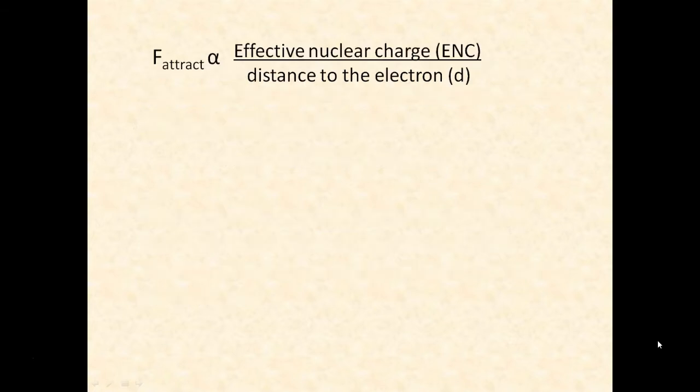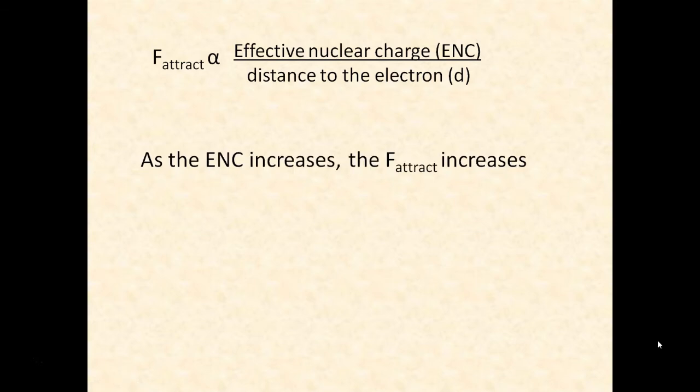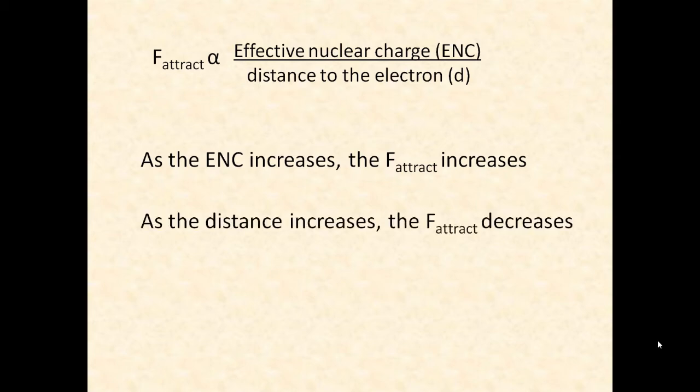Now what we need to do is state what our force of attraction is due to. It's due to our effective nuclear charge or our distance. And now we're going to tie it to our properties. So we know as our ENC, or effective nuclear charge, increases, force of attraction increases, meaning higher ENC, higher energy required to remove an electron. As distance increases, the force of attraction decreases. So the higher the distance, the lower the force of attraction, the easier it is to remove an electron.